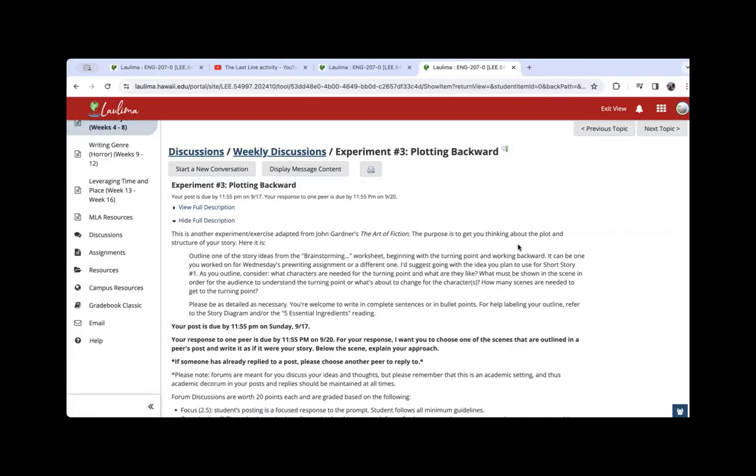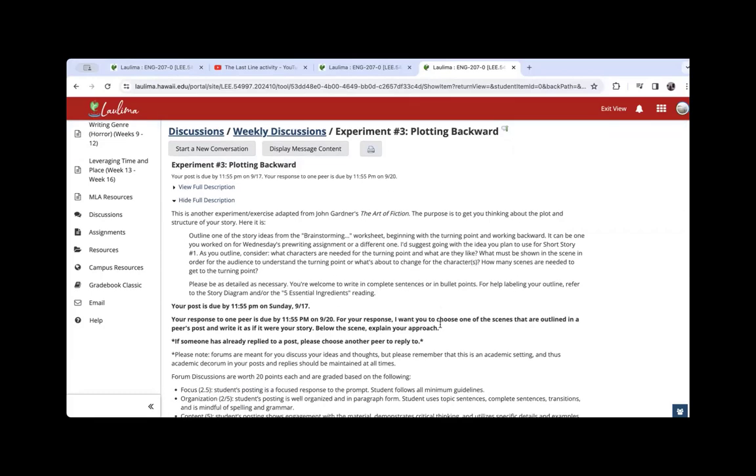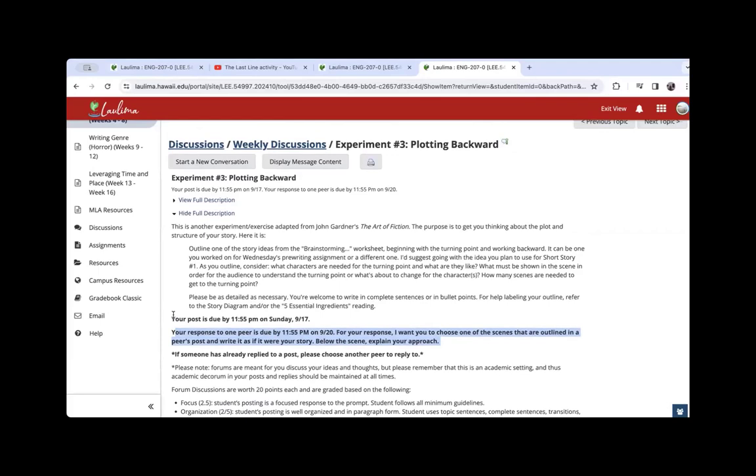After they're done outlining, one of the things that really highlights and emphasizes that collaboration component and that learning and engagement is how students respond. In this particular case, students choose one peer's post. They look at that outline, choose one of the scenes from that post, and then write it as if it's their own story, and then explain their approach.